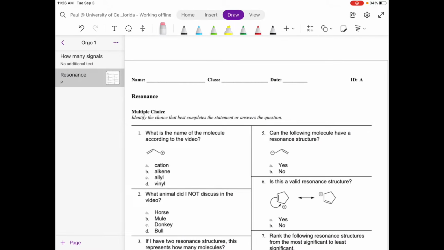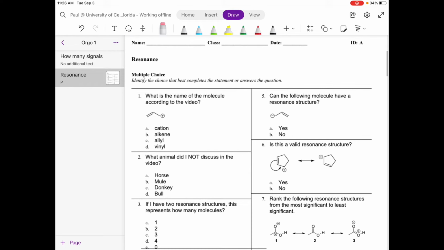Okay, so let's go through this in-class assignment and make sure we all know the correct answers here. Question 1, what is the name of this molecule there? That would be an allyl or an allylic cation. I did not discuss a bool right there, so that's technically the correct answer.